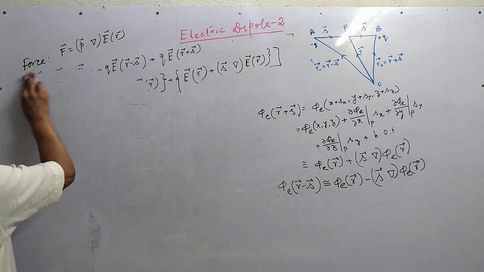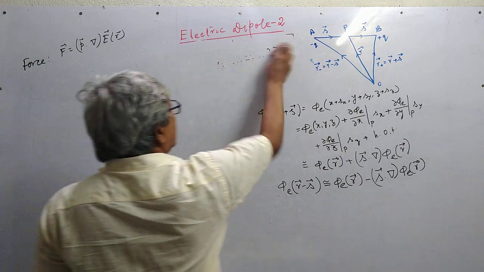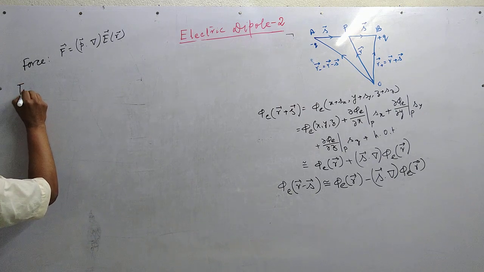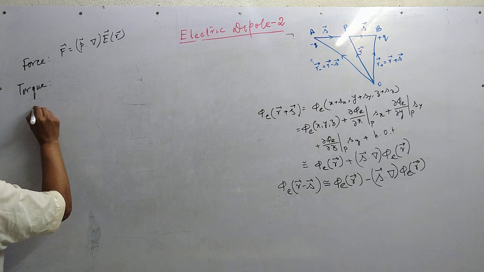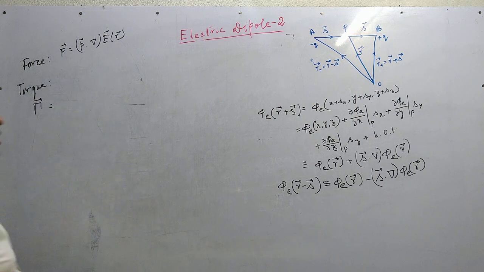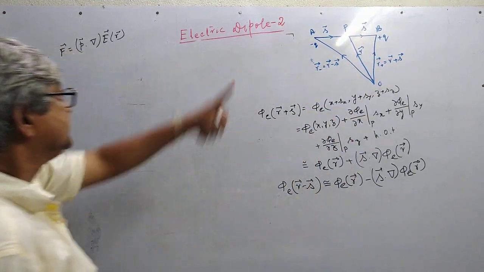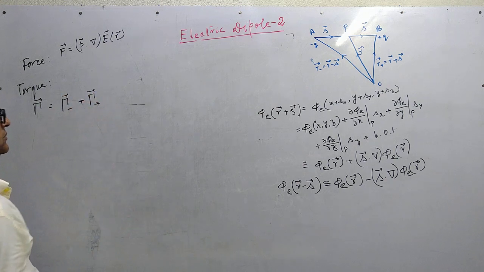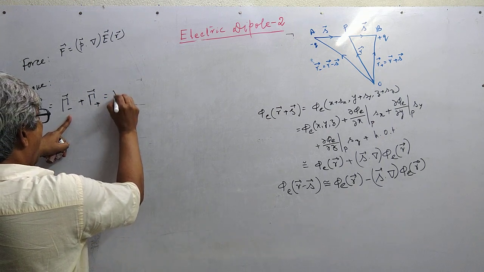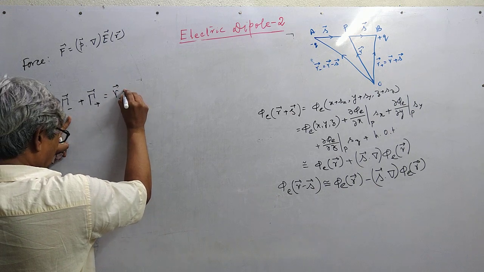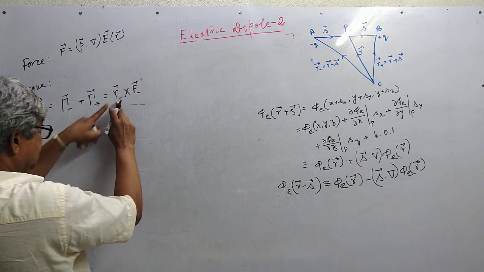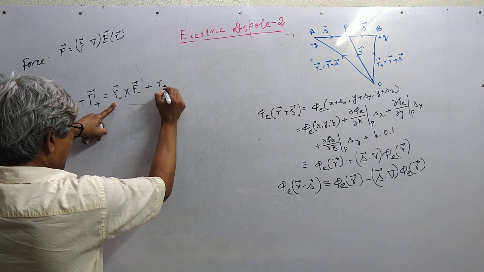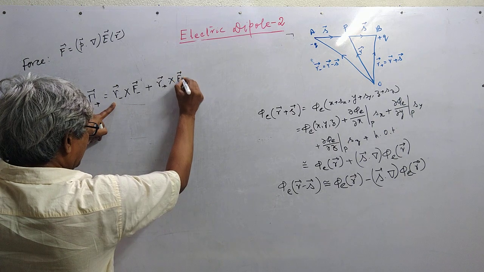The torque that acts on the dipole, if we consider the torque acting on the dipole as viewed from this point O, the torque τ is the vector sum of the torques acting on the negative charge and the positive charge. Now torque on the negative charge is (r − s) cross F minus. So this is the position of the negative charge and this is the force on the negative charge, plus (r + s) cross F plus.